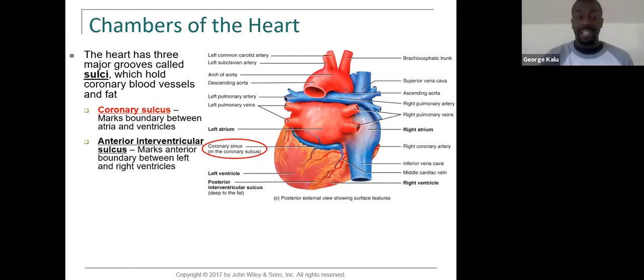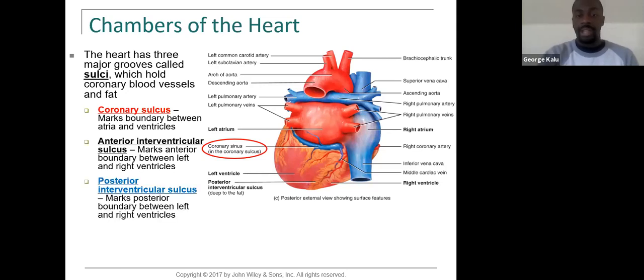The next one is the anterior interventricular sulcus. This is a groove that sits on the anterior aspect of the heart, and it lies between the left ventricle and the right ventricle. That's why it gets its name, interventricular, inter meaning between, so between the ventricles. So it's going to be on the anterior side, separating the left and right ventricles.